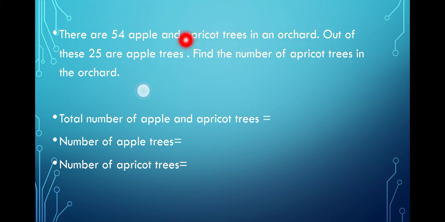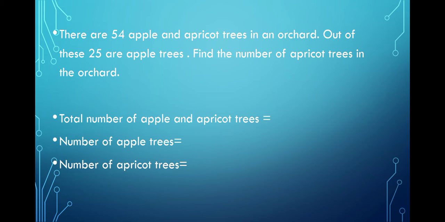Now out of these 54, 25 are apple trees. That means how many apple trees are there in the orchard? 25. Now find the number of apricot trees in the orchard. So how will you find it? Will you do plus or minus? Total is given. Out of that, this many is apple. Then the remaining will be apricot, isn't it? So when you have to find the remaining, you will do subtraction.